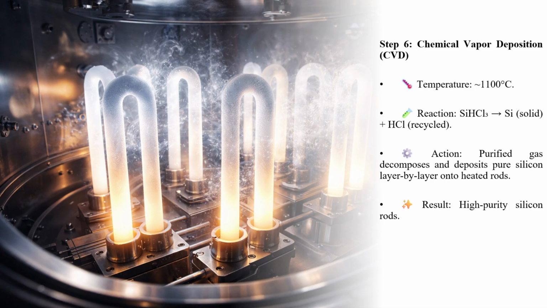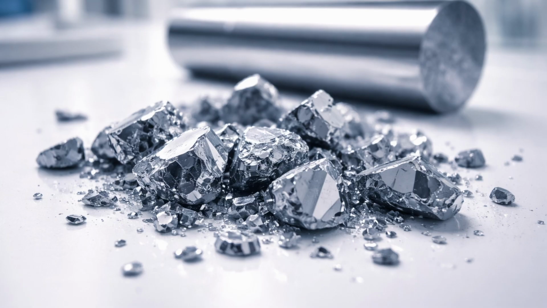And coming to step 7, the final product, polysilicon. Finally, these rods are broken into small pieces. This is called polysilicon. The purity will be 99.999%, which is extremely pure. Finally, this is used for making cells.